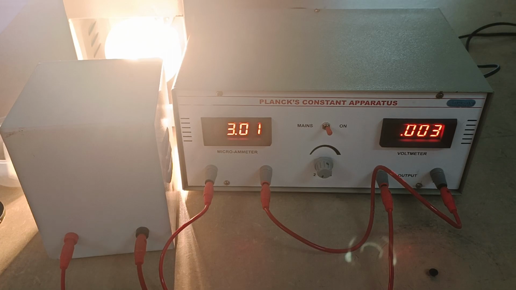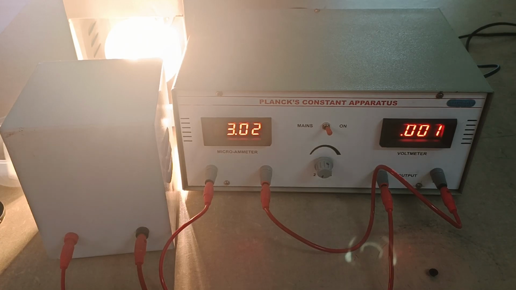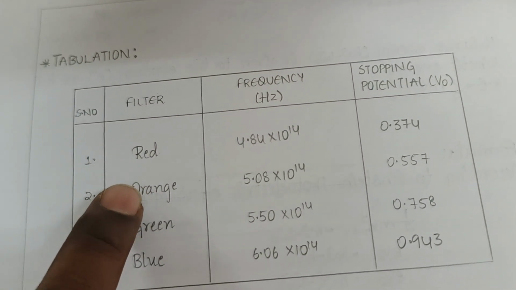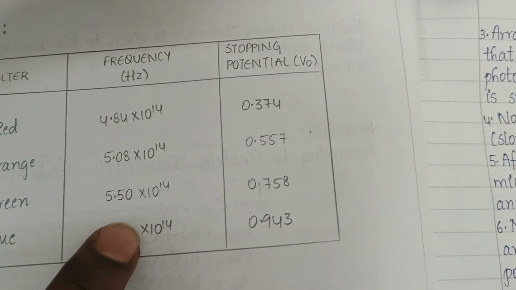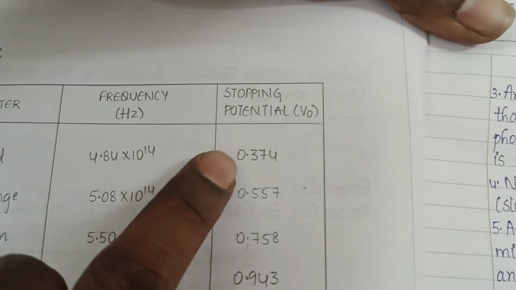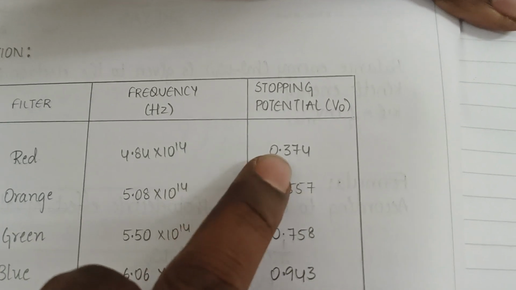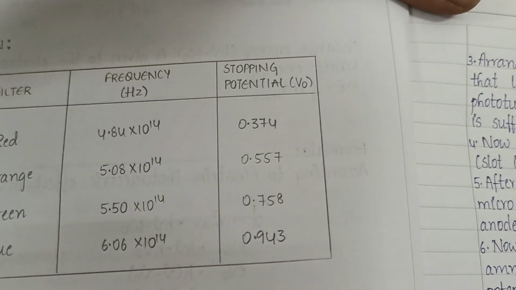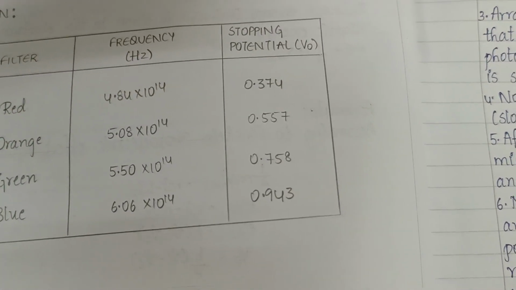Now I will show you the readings that we have here. For various frequencies, red, orange, green, blue, these are the frequencies, known values. For those values we have taken the readings 0.3, 0.55, 0.75, 0.94. With the help of these readings, now we have to draw the graph.